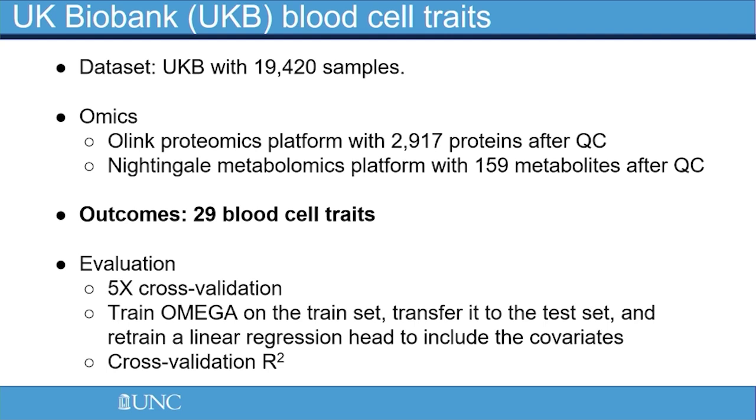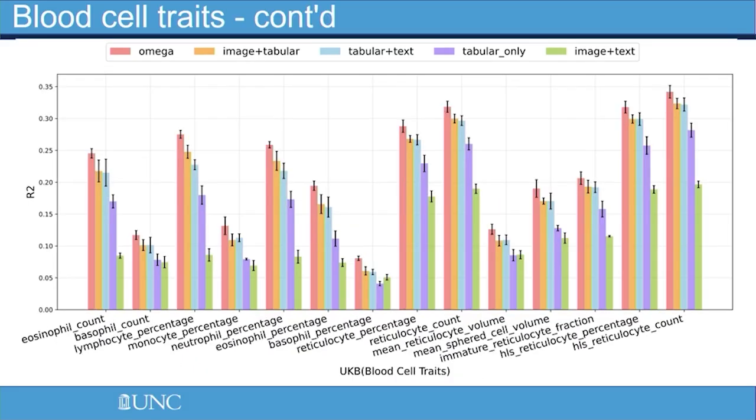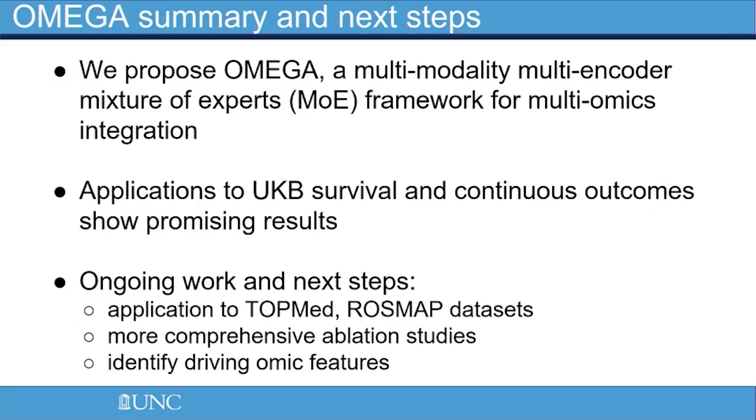We also applied it to some quantitative traits, blood cell traits, also in UK Biobank, 29 different blood cell traits, and observed quite similar patterns. It's not only for the incident diseases; the pattern pretty much holds for the 29 different blood cell traits as well. As a summary of this work, again, this is just ongoing work, using mixture of experts and multiple different modalities to encode the same data. We applied it to the UK Biobank, both the incident diseases and the continuous blood cell traits, and observed promising results. And there is a lot of ongoing work.